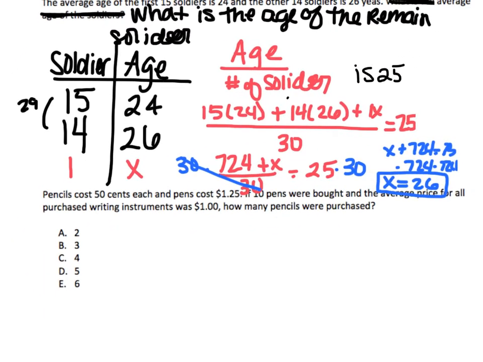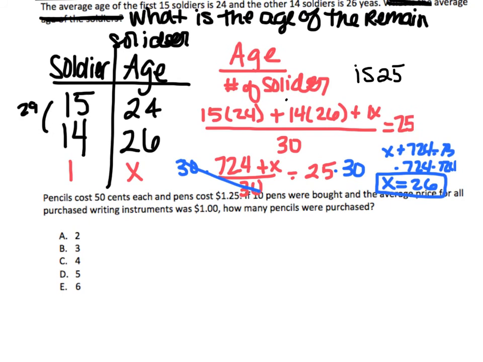Okay, last one. It says pencils cost 50 cents and each pen costs $1.25. If 10 pens were bought and the average price for everything purchased, all the writing instruments, pens and pencils, was $1, how many pencils were purchased? Okay, so I'm going to make another chart here. On one side I'm just going to say writing instruments, pens or pencils. And then on the other side it's going to be cost.